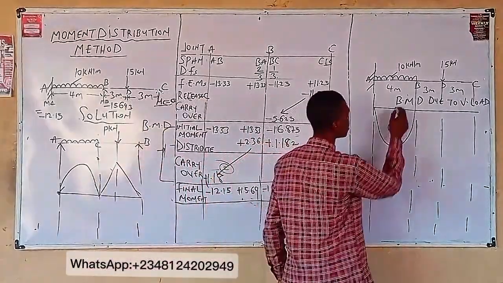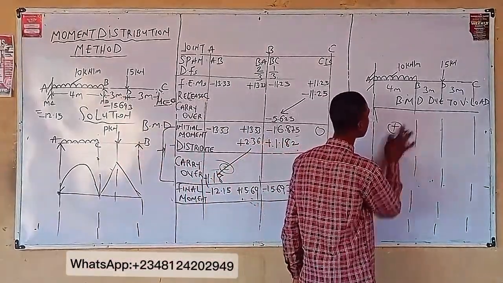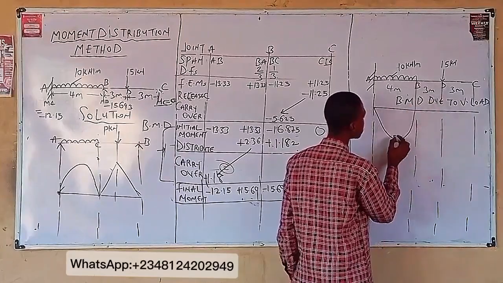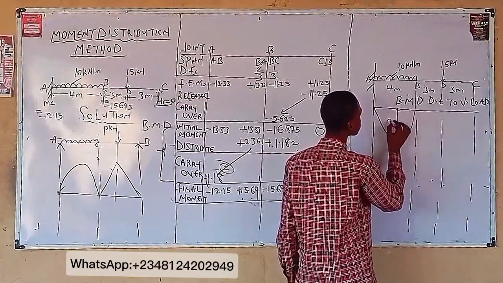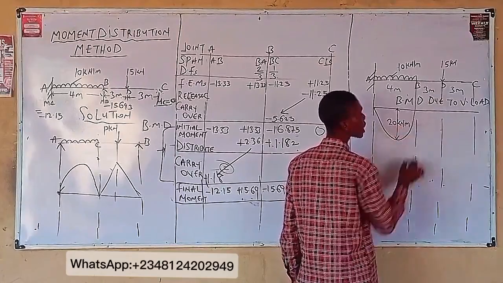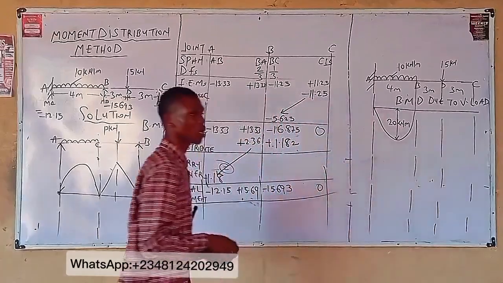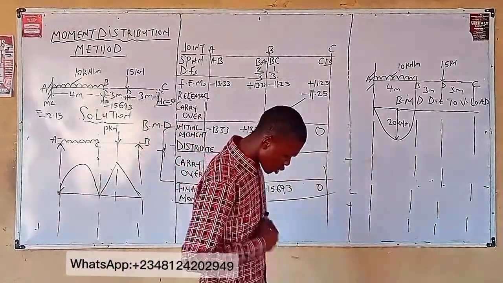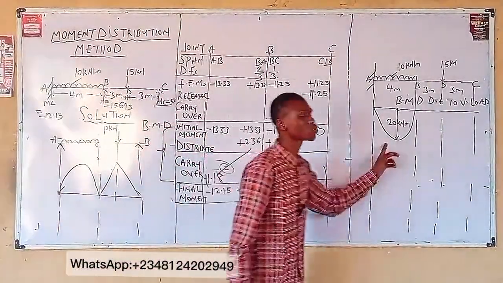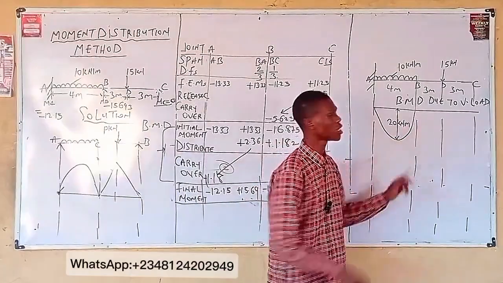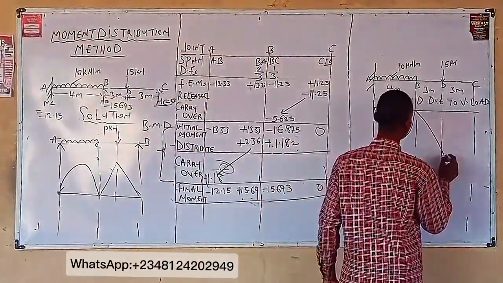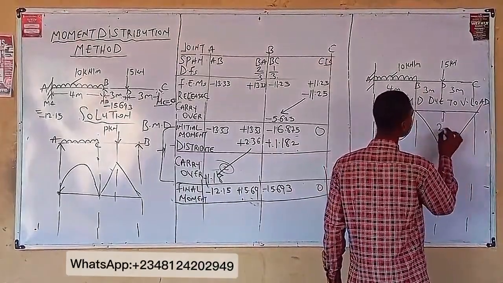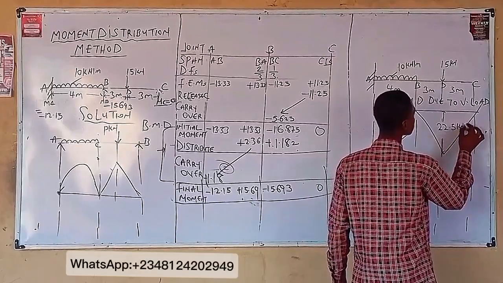20, meaning that this UDL, the intensity is what? From here to this place is what? 20 kilonewton meter. Check for your single supported beam. What's the intensity? 22.5. If this is 20, then 22.5 will be greater than this, meaning you have 22.5 like this, right? This is 22.5 kilonewton meter.